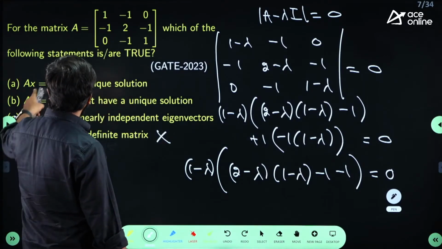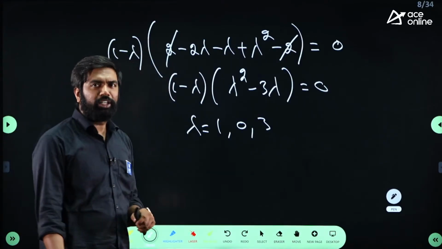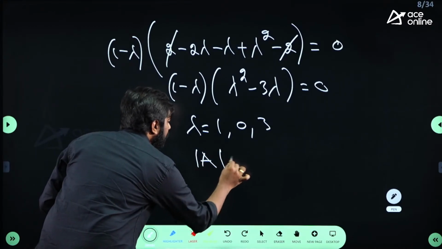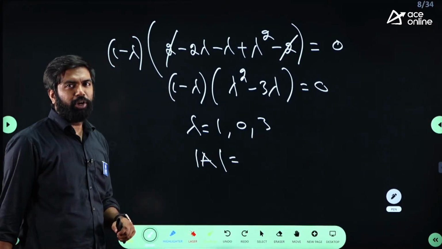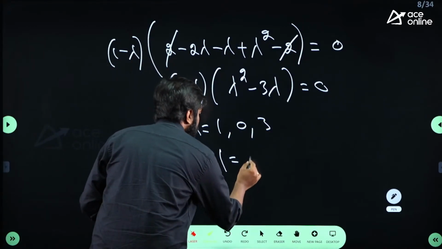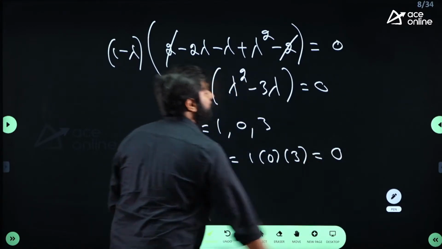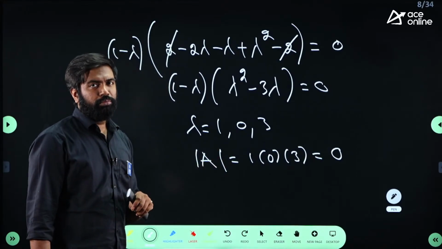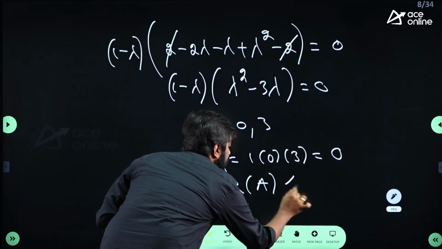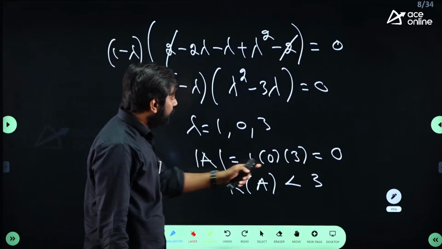What next? Ax equal to b has a unique solution, or Ax equal to b does not have a unique solution. Now we have to decide that. That's also very simple. Can you people tell what is the determinant of A? Can you put the answer in the chat box? What is the determinant of A? Determinant of A is simply the product of these eigenvalues. So 1 into 0 into 3, which is 0. Now whenever the determinant is 0, I can say that the rank of A is less than its order. That is, the rank of the given matrix is less than 3.